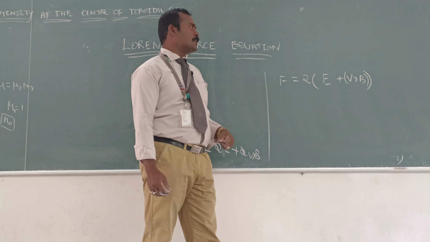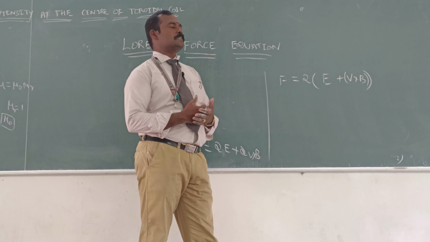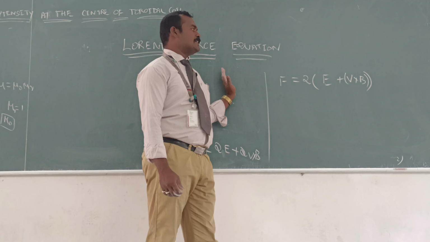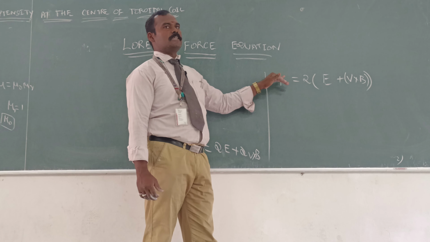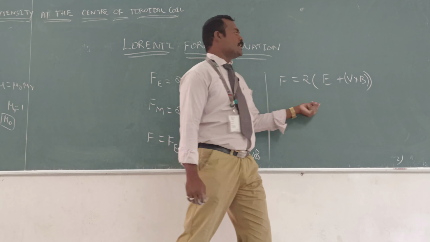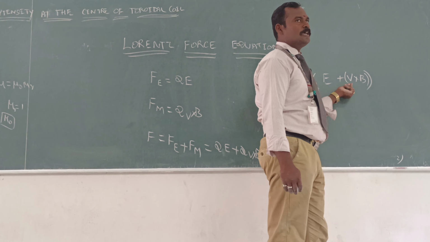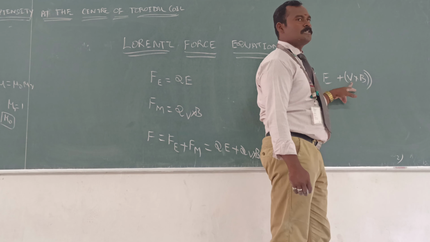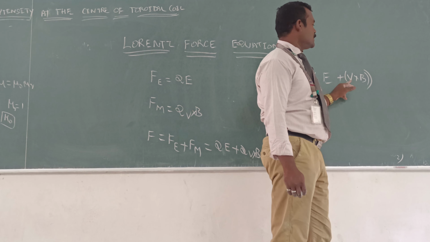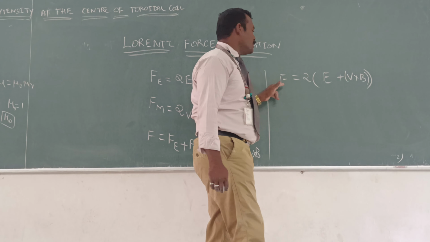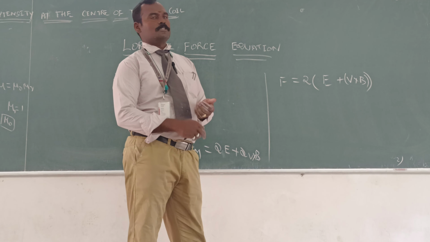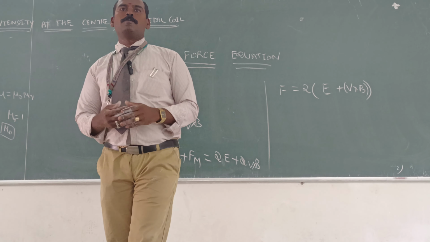F equals Q, where Q is the total charge present in the circuit, and the electric field that is created, then the magnetic flux density. The velocity comes in because the charged particle can move in a particular direction as well as with a particular velocity. That is why V came. That is the actual Lorentz law of force equation. This can be called the Lorentz law of force equation.